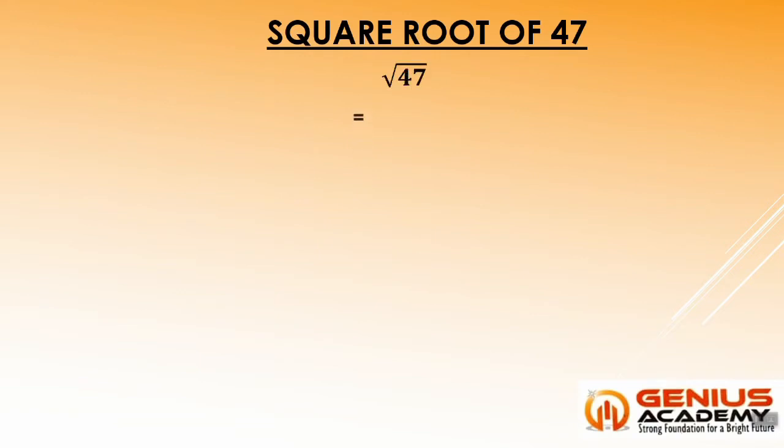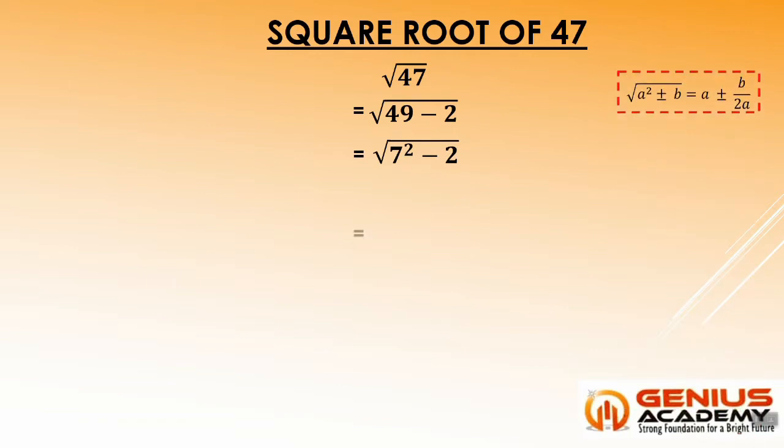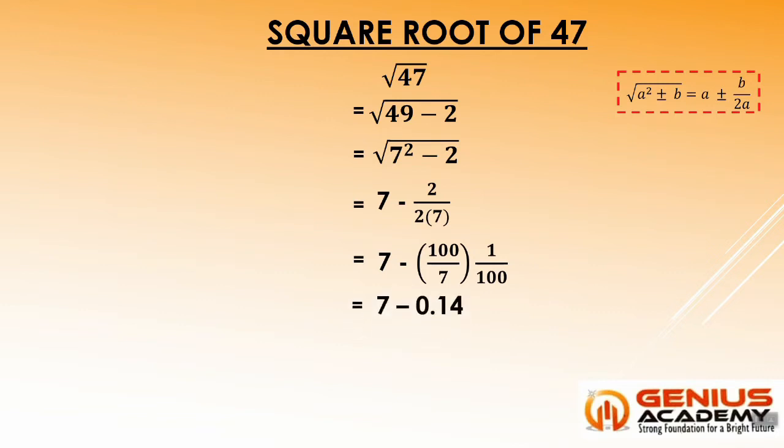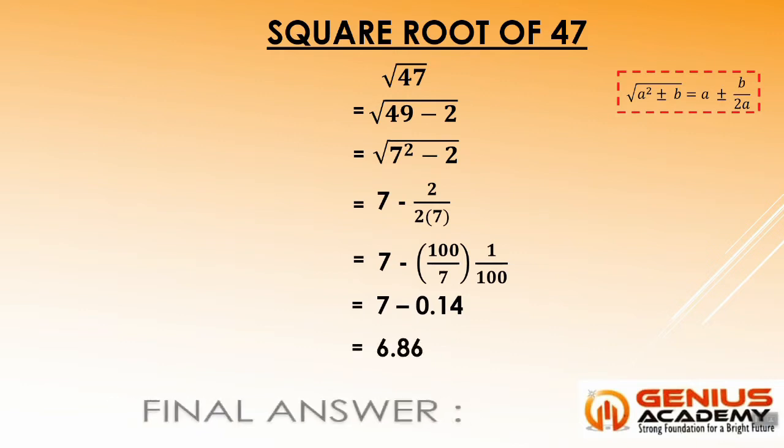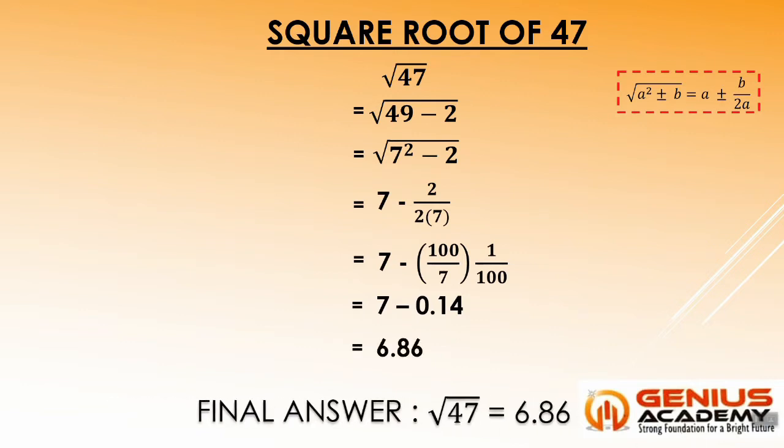Let us find the square root of 47. Now the nearest square is 49. So we write 47 is equal to 49 minus 2, which is nothing but 7 square minus 2. Let us apply the formula. So this is equal to 7 minus 2 upon 2 into 7. So the 2s get cancelled. So 7 minus 1 upon 7. Let us multiply and divide by 100. So what we get is 7 minus 0.14, which is equal to 6.86. So the square root of 47 is equal to 6.86.